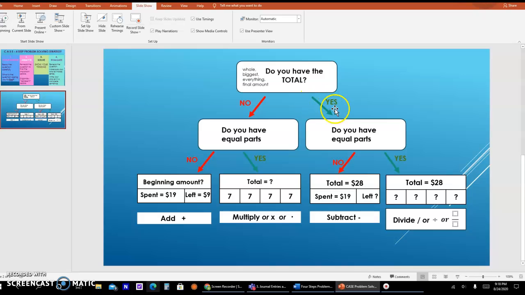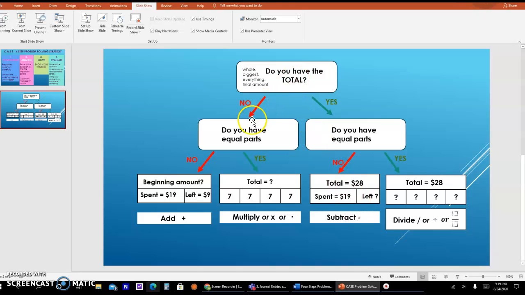And then if the answer is yes, you need to look at, is it equal parts or not equal parts? If it is equal parts, like if you know the total is 28 and the question is how much is in each one, in that case you need to divide. Okay, this is the sign for dividing: slash, or this divide sign, or a fraction. This line in the fraction means to divide. If you don't have equal parts, normally you have to subtract.